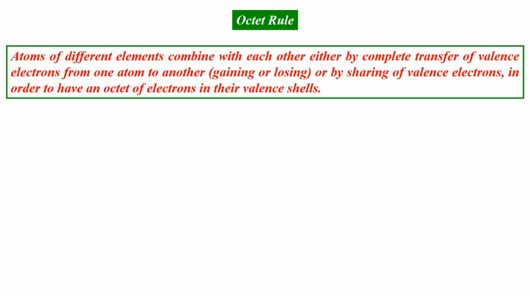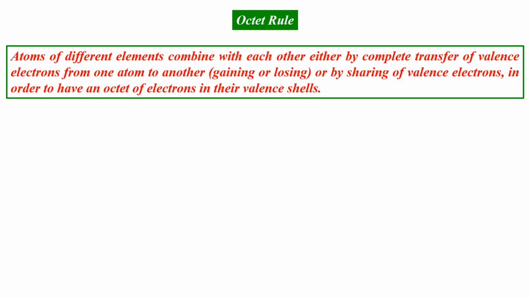So, children, what do you understand from what you have learned till now? Why should atoms combine? Atoms of different elements combine in order to have 8 electrons in their outermost shell or valence shell. Why should they have 8 electrons in their valence shell? What is the advantage they would get if they had 8 electrons in their valence shell? They would attain stability. They would have stable electronic configuration like noble gases.